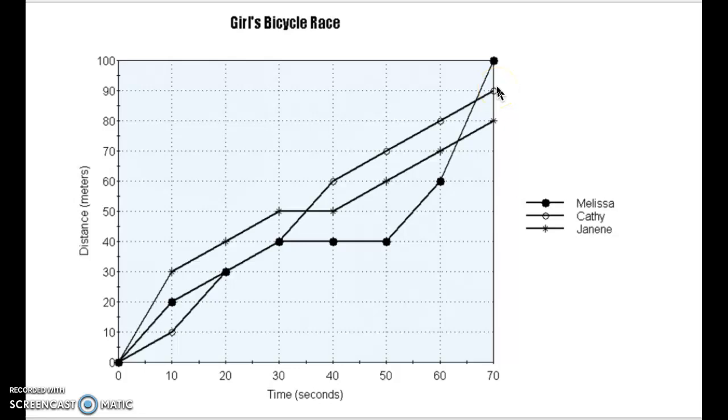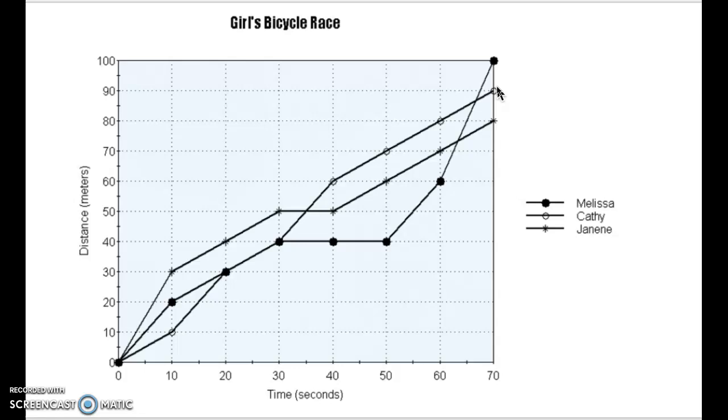Please let me know, besides the same 40 to 70 seconds, when Janine also shows constant speed. Remember, there has to be at least 3 data points in order to show constant speed.